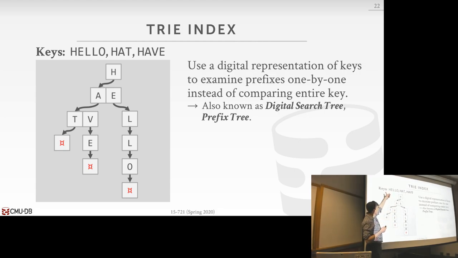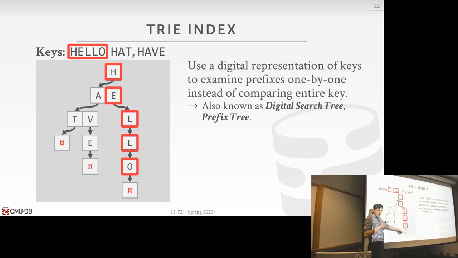So in the case of this data set here, I have hello, hat, and have. At the first level, I'll have H because that's being shared by all the keys. And then I can have a path down just for hello. And then just like in a B plus tree, down at the bottom will be the pointer to the actual tuple that's represented by this key, right?